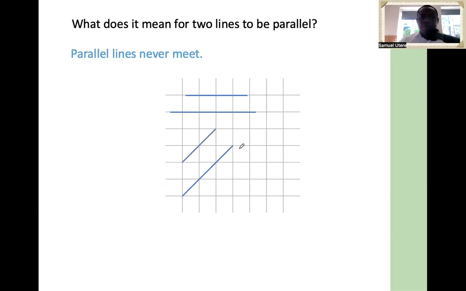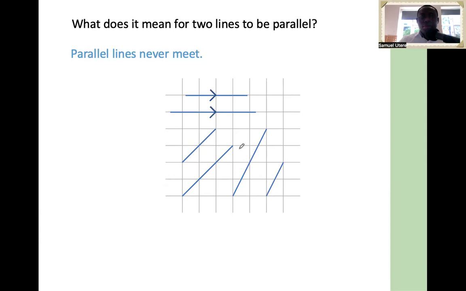Here is another pair of parallel lines. So parallel lines do not have to be horizontal or vertical. They could be on the side like this. And here is another one.